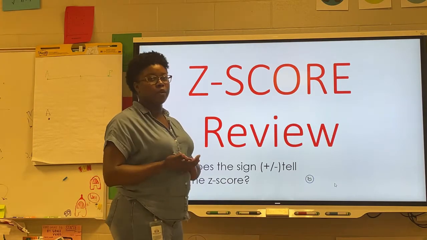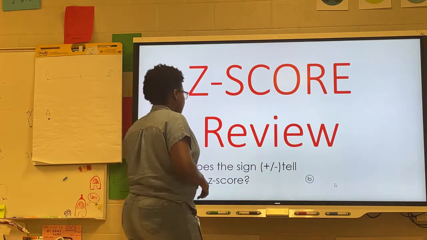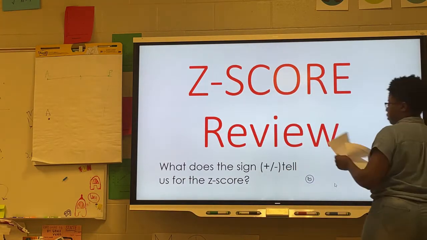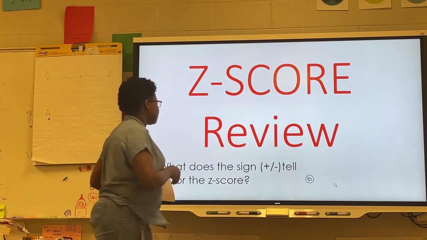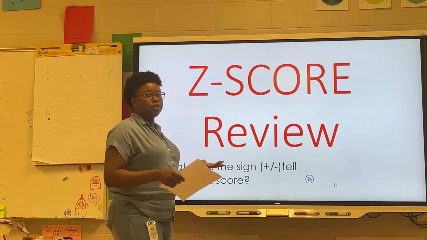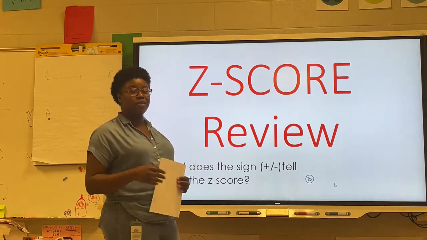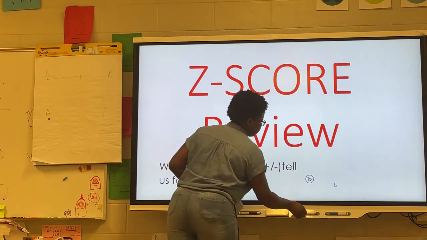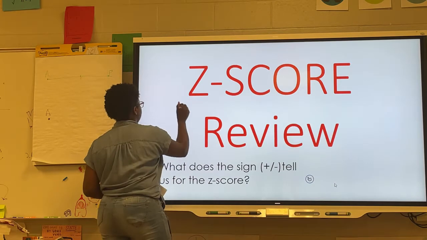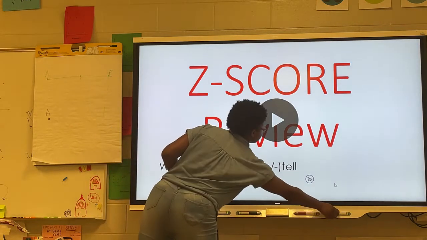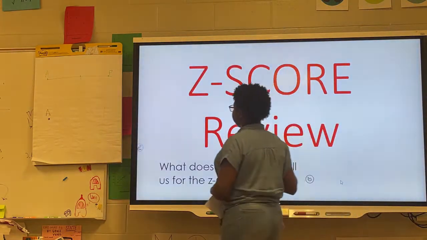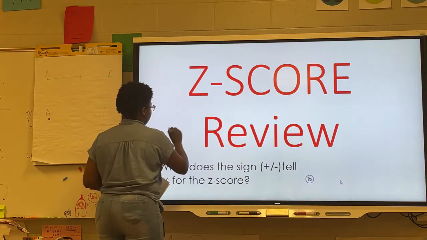We are going to be doing a quick review on Z-scores and how they are calculated and analyzed. So here we go. The first question is asking, what does the Z-score sign tell you about your data? Basically, the Z-score can be positive or negative or have a value of 0.